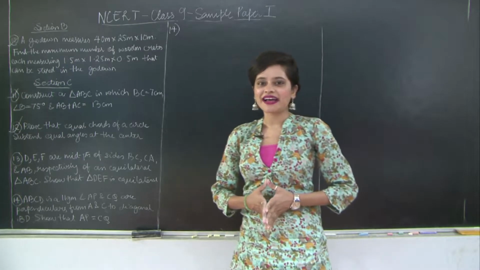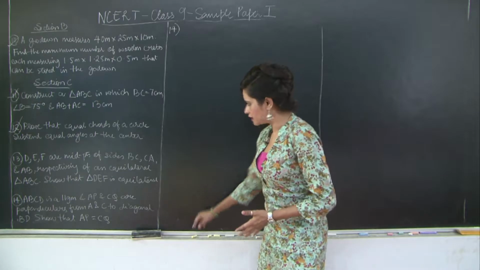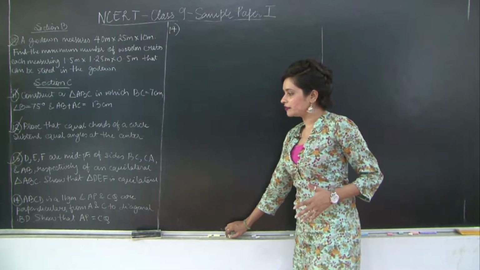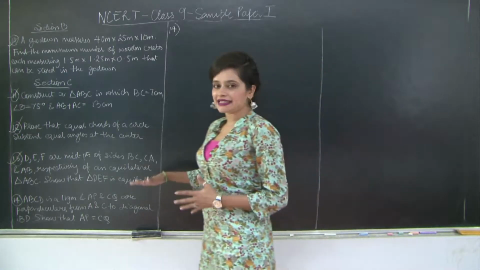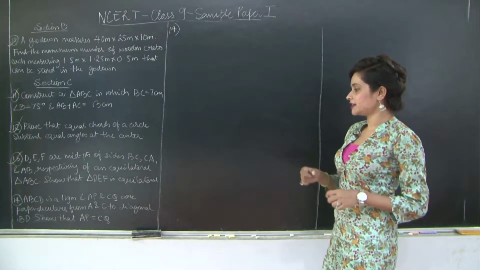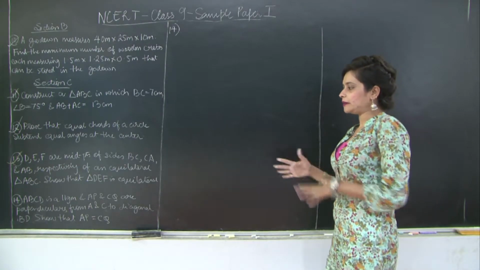Hello students, welcome back. Let us take a look at question number 14. So we are done with question number 13. So 14 of sample paper 1, section C. ABCD is a parallelogram and AP and CQ are perpendiculars from A and C to diagonal BD. Show that AP is equal to CQ.